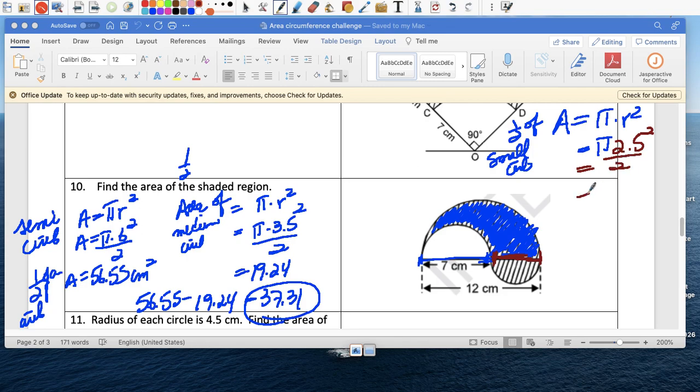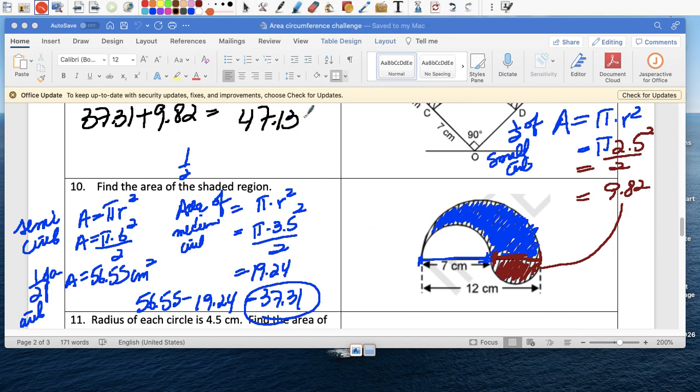That divided by 2 equals 9.82, and that's this guy right here in red. So our final answer, which is still not done, is 37.31 plus 9.82, and that's going to give us 47.13, rounded, centimeters squared.